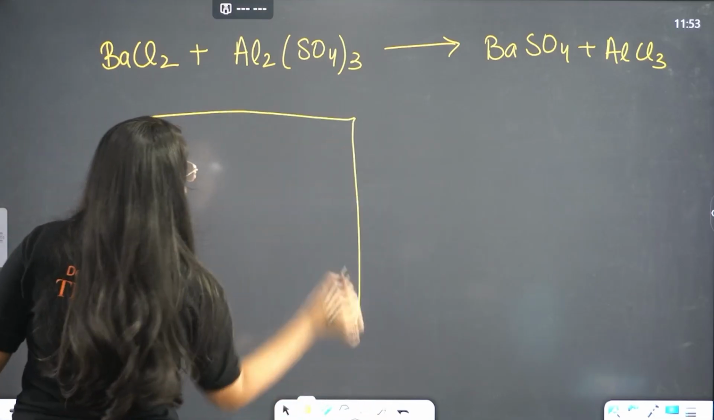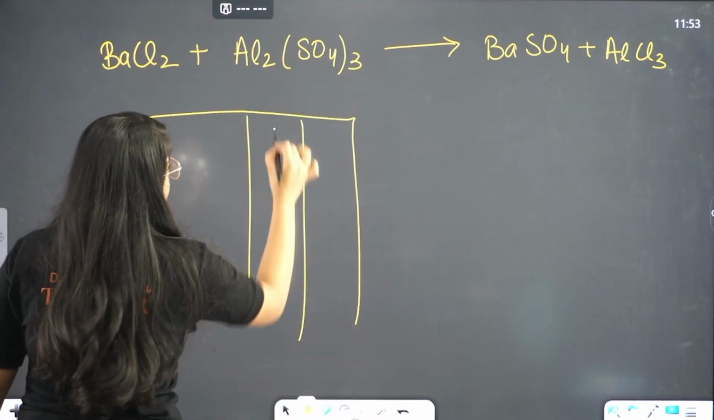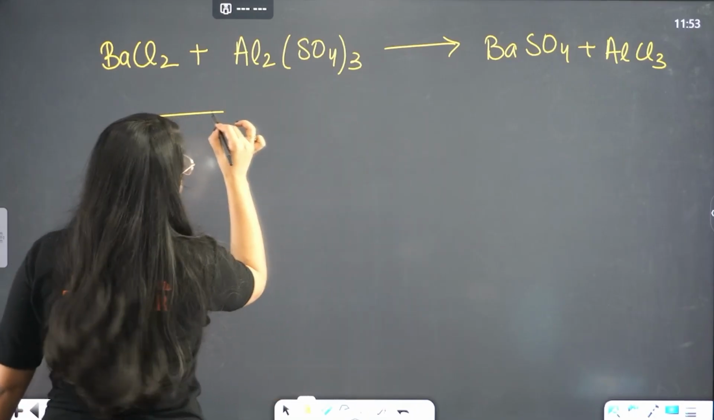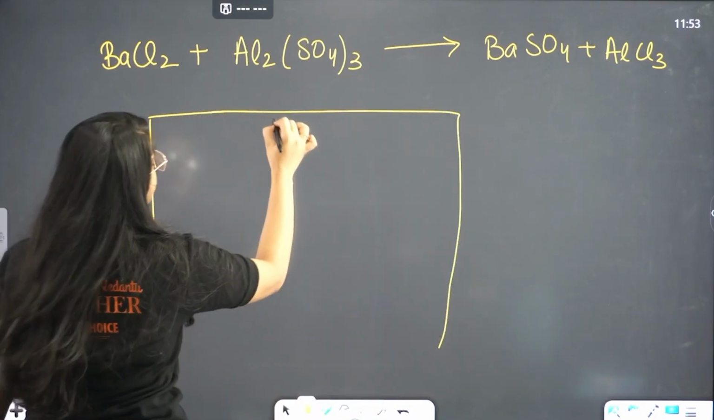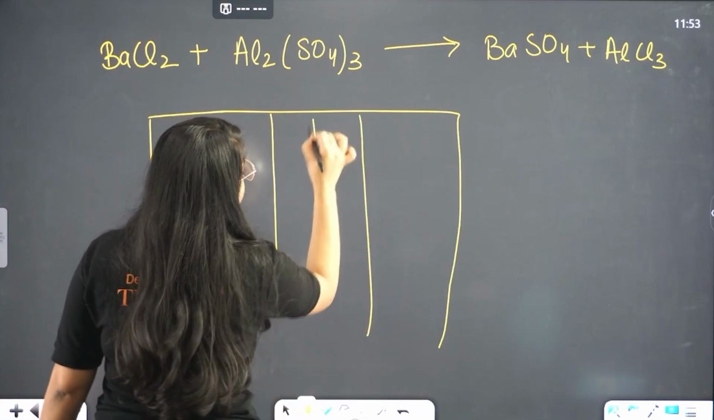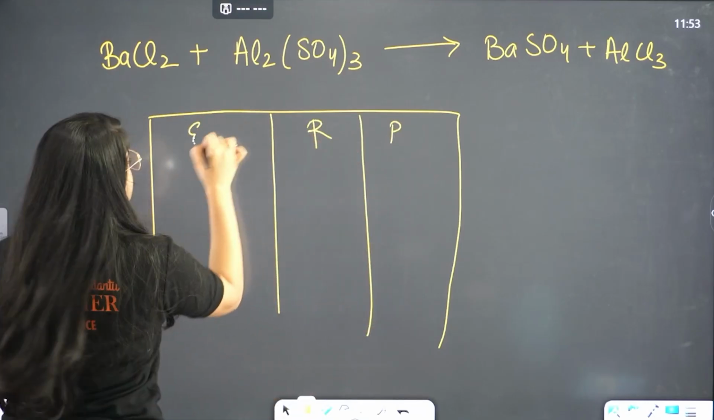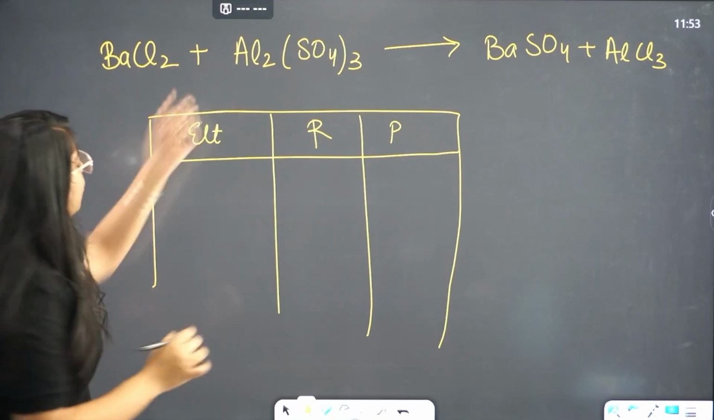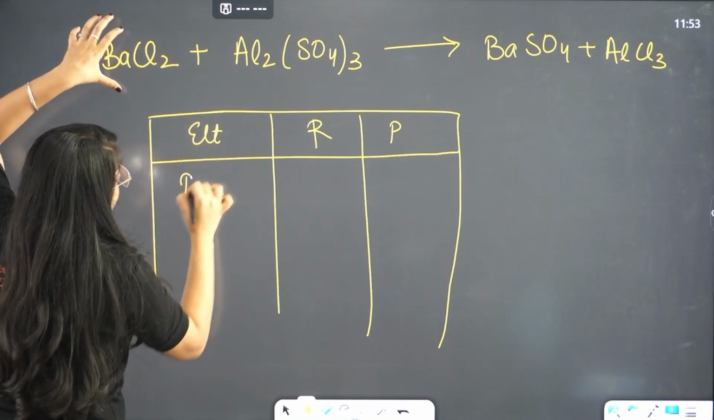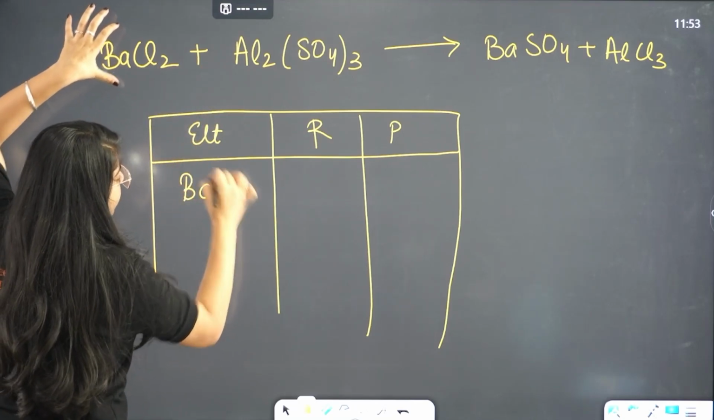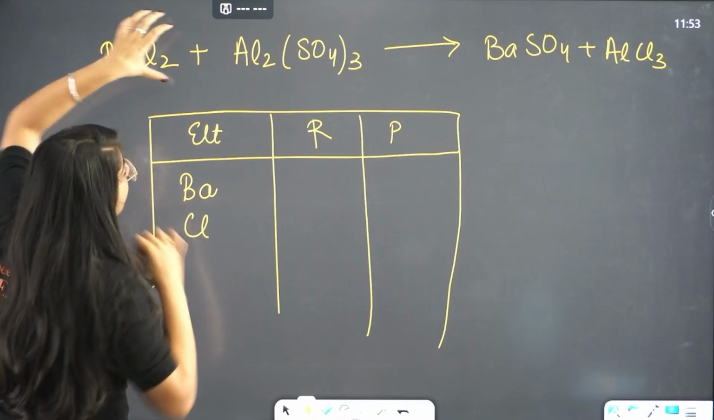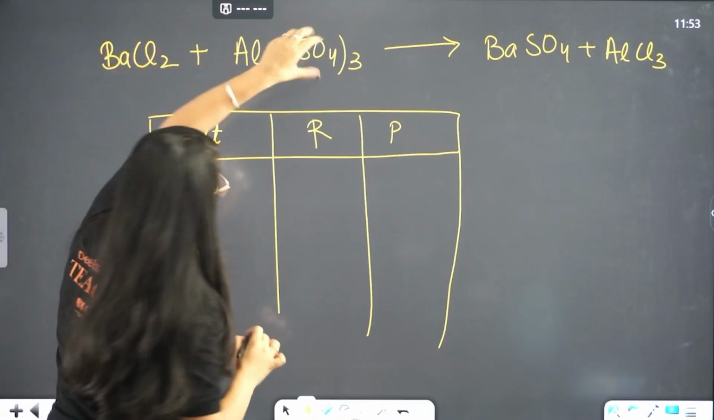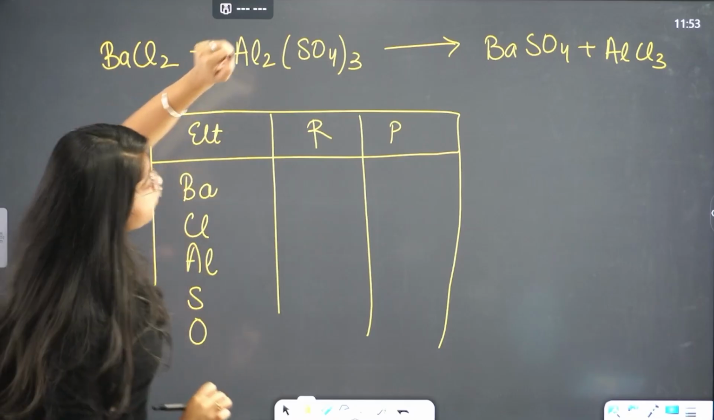This is reactants, this is products. Let's make it a little bit wide because we have to write the elements as well, right? So this is reactants, products, this is our element, this is the table. Okay, now we have barium here, chlorine here, aluminium here, S here, and O here.